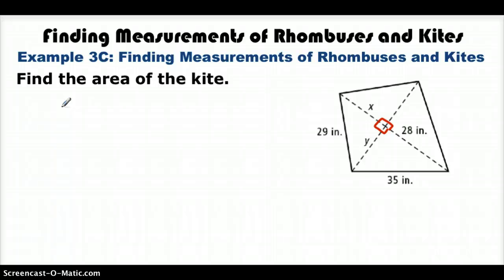So the first thing I'm going to do is take a look at this side, which I know is 28. Maybe I'll try to figure out y first, because I know a hypotenuse and a leg here, and I can figure out the other leg by using the Pythagorean theorem. So I'm going to find y, and I'm going to do all this work in green. That's how I'm going to organize this.